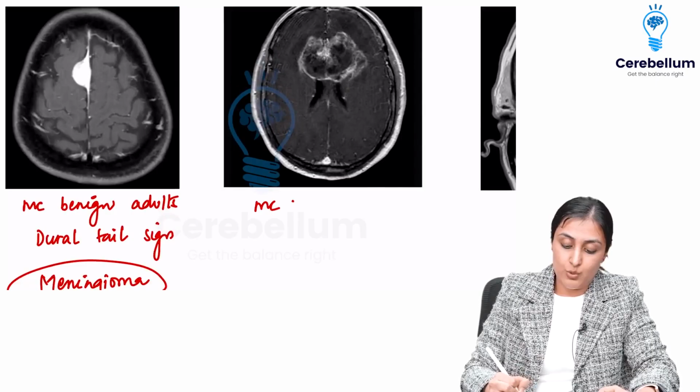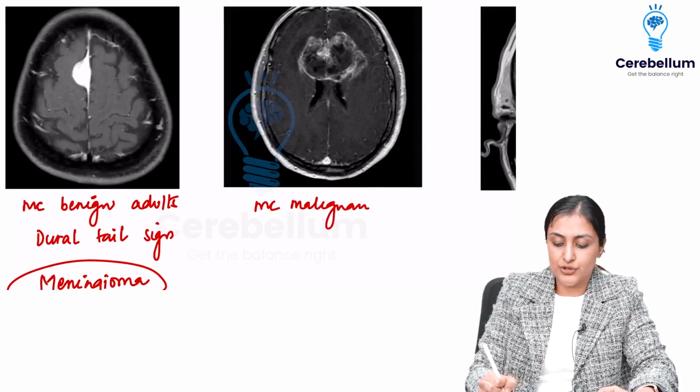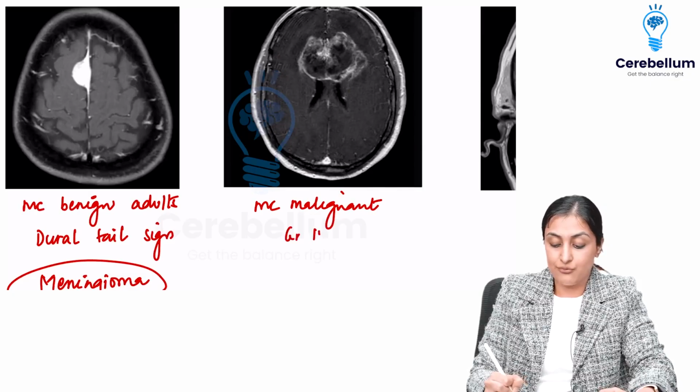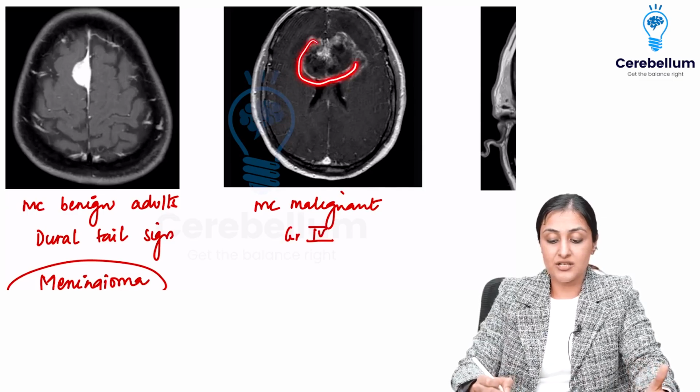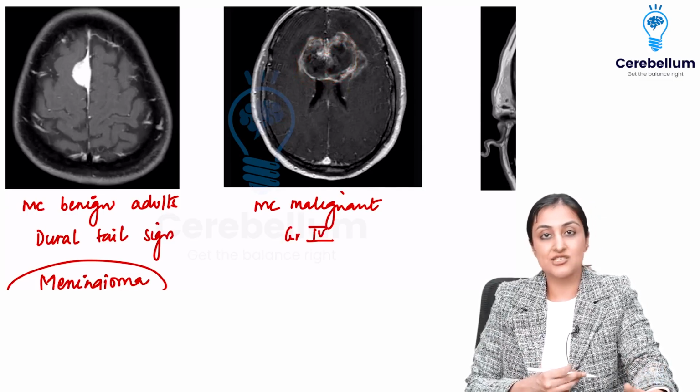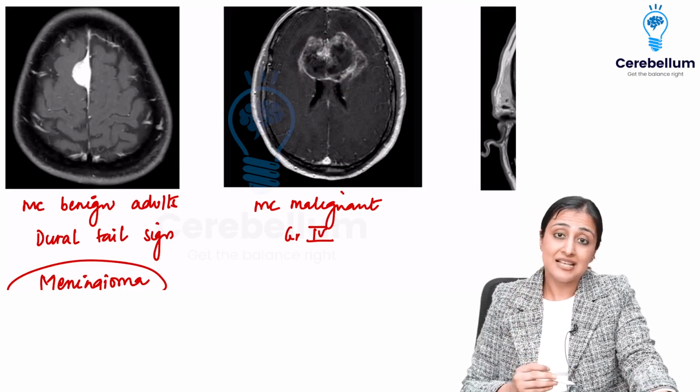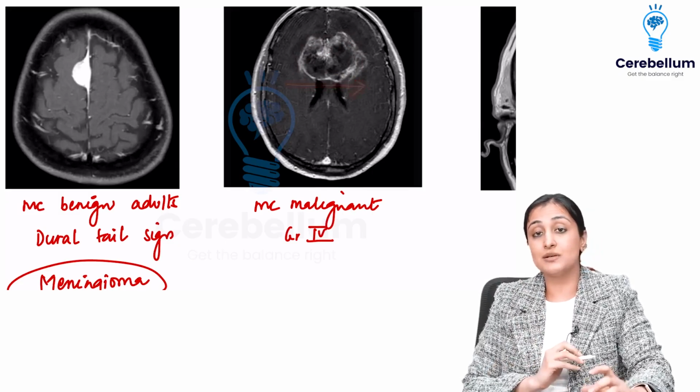This one here is the most common malignant tumor of adults. It's a WHO grade 4 tumor, the most aggressive tumor. You can see how necrotic it is. The periphery is enhancing, center is not enhancing, and the classical feature is it is crossing the midline.